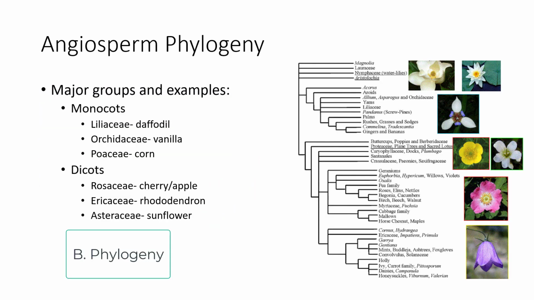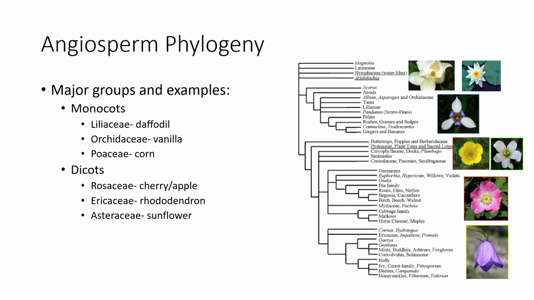You can see here a phylogeny where the most ancient plants are the magnolia, the Lauraceae, the water lilies, and a plant known as Aristolochia. These are the older kind of plants, and from them evolved the major groups, the monocots and the dicots. The monocots are a monophyletic group that includes things such as lilies, orchids, and grasses. Some examples of that would be daffodils, vanilla, and corn.